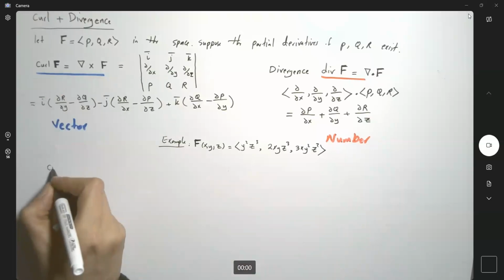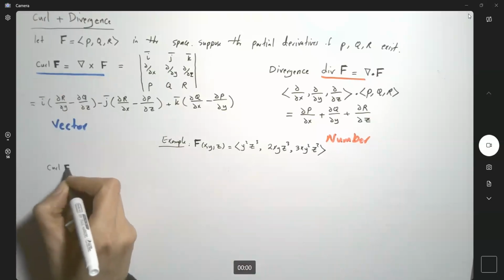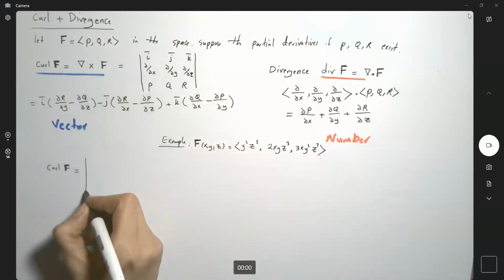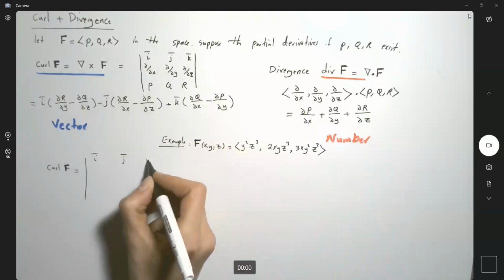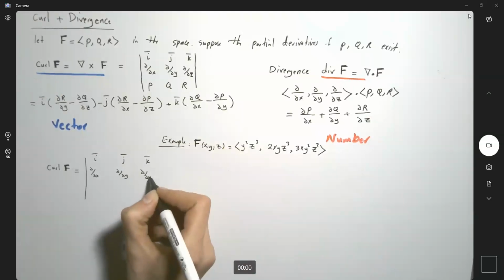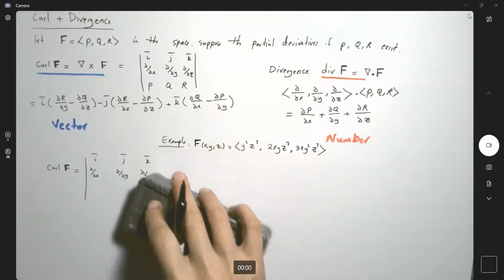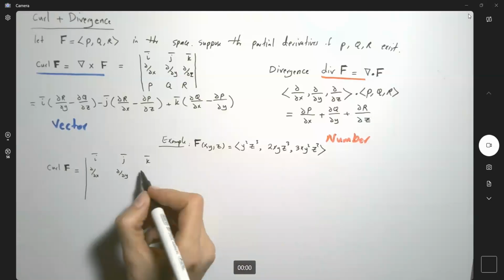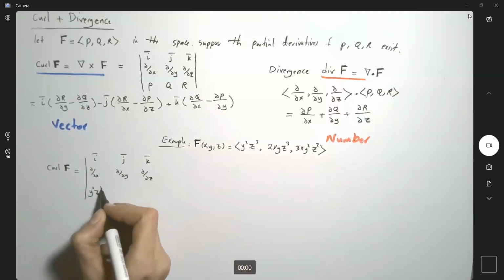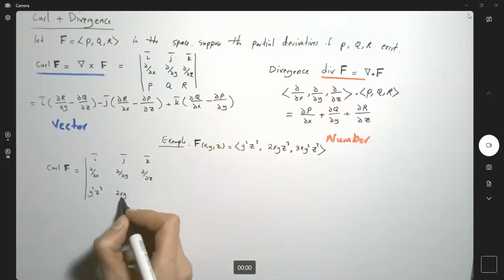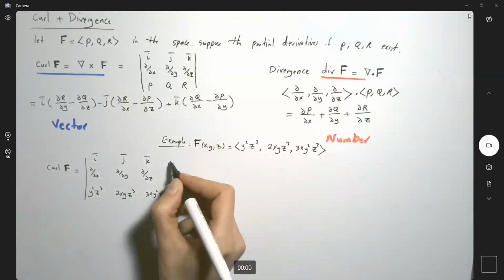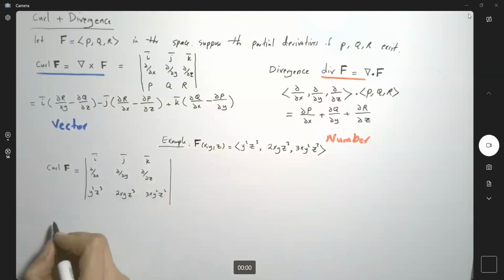So for the curl of f, we know that we have to put everything in the determinant. So I have i, then j, then k, partial derivative with respect to x, partial derivative with respect to y, and partial derivative with respect to z. And the first component, y squared z cubed, 2xyz cubed, and 3xy squared z squared. Okay, so this guy is equal to i.